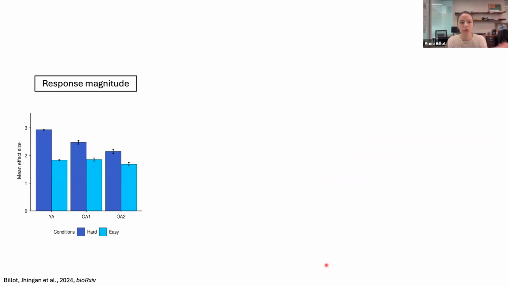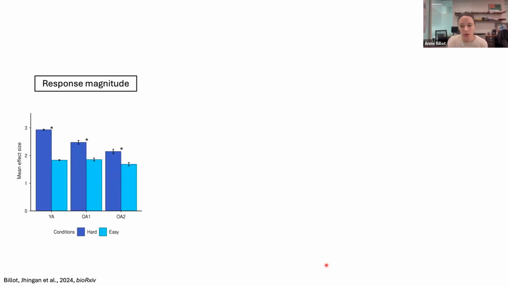So here, dark blue for the hard condition, which is the condition of interest, and the control condition will be in a lighter shade, here the easy condition in lighter blue. And the difference between these two conditions tells us whether there is a significant response to the task.